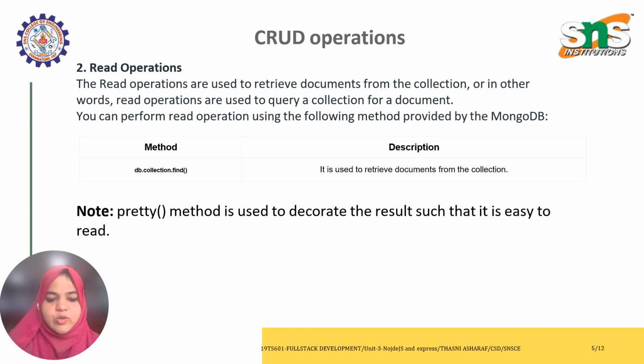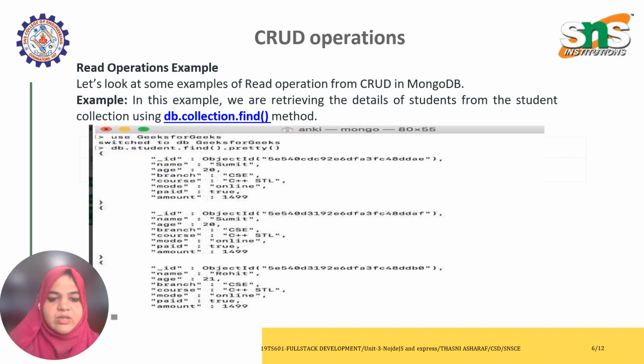And next is the read operation. Read operation is nothing but retrieving documents from the collection, or in other words, it is used to query a collection for documents. One of the methods we use is db.collection.find, which is used to retrieve documents from the collection. Note, the pretty method is used to format the result so that it is easy to read. Here is one read operation example, where we find the already existing documents from the collection.